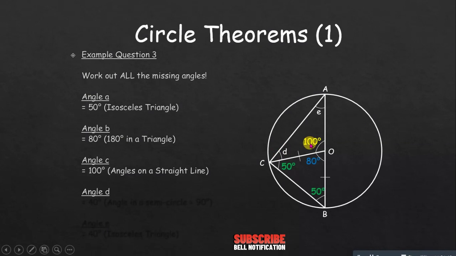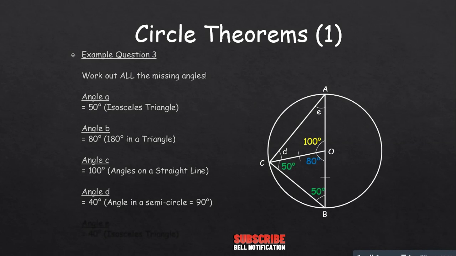Which means if here is 100 degrees, 100 plus E plus D will give you 180 degrees. But D is equal to E. So I just find one of them and I'm able to go. So it means that D is 40 degrees.